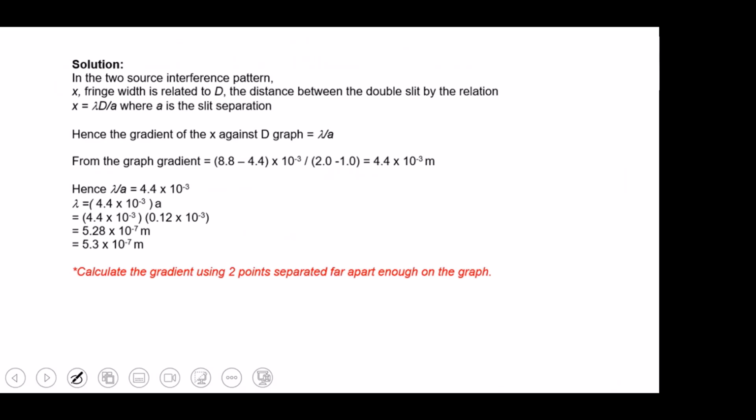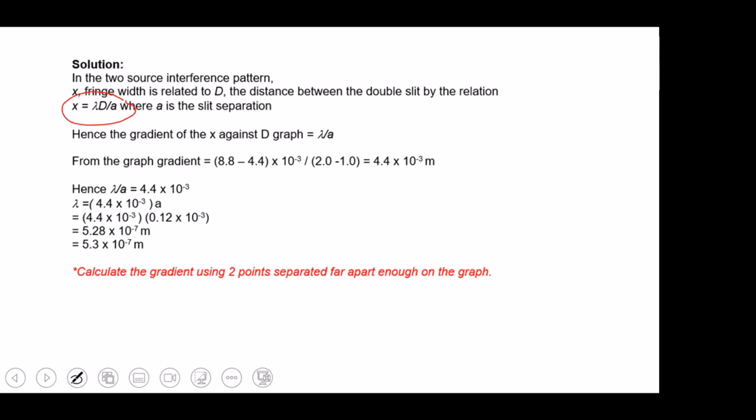Okay, so firstly, like I mentioned just now, Young double slit. So make sure you know the formula, x equal to lambda D over a. Make sure you know what the different symbols represent. Your x, for example, is your fringe width. Your D is the separation apart. Your a is the slit separation, right?